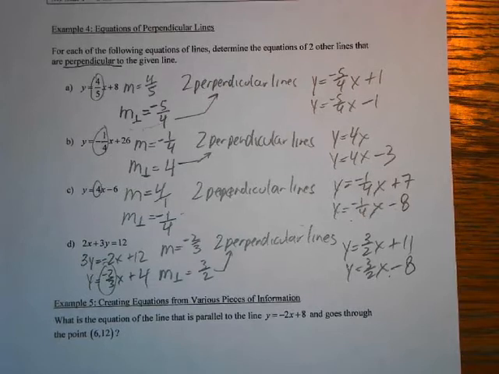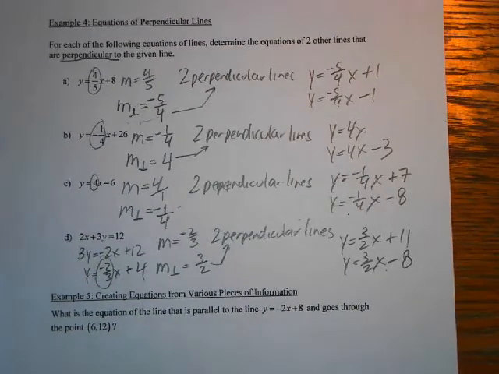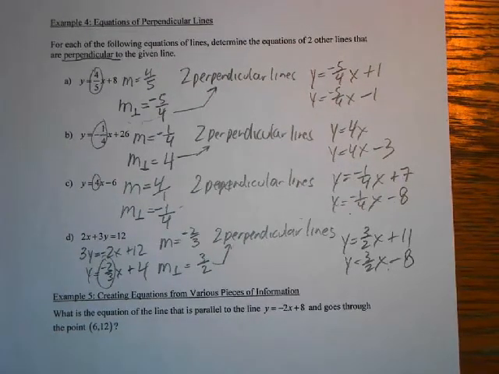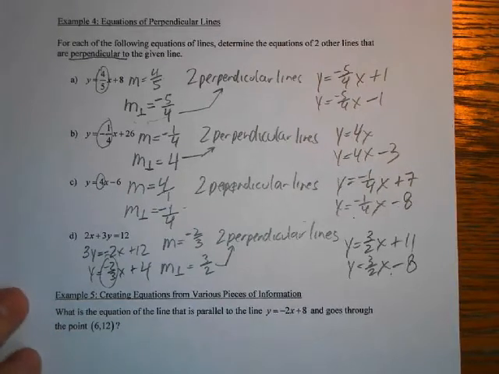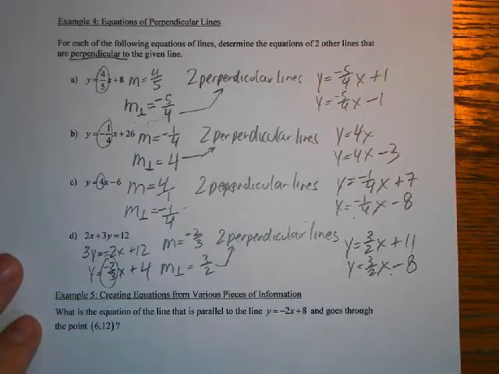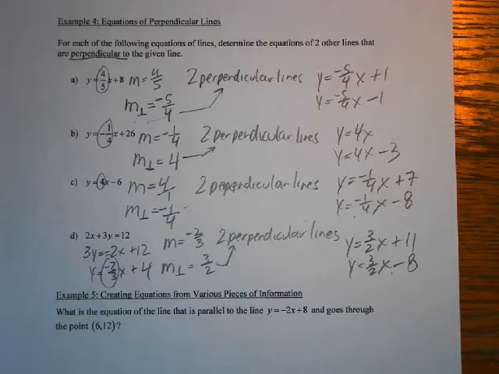Okay, so the last couple of examples here are a little trickier, but we're going to use the same skills that we've learned in the past and today. So the first question, what's the equation of the line that is parallel to the line y equals negative 2x plus 8 and goes through the point 6, 12?